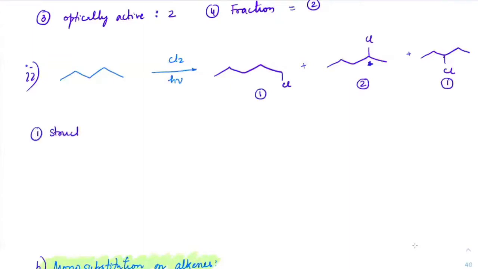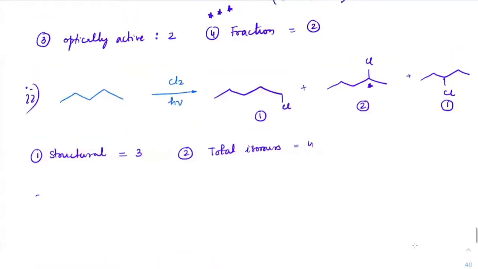Sir, 2 means another will be its mirror image. Yes, beta. Another will be its mirror image, because it is a chiral center. So how many structural we will get? 3. How many total? 4. Total isomers 4. Very good. Next, optically active. 2. Very good. Optically active, 2 of them. Next, how many fractions you can get?